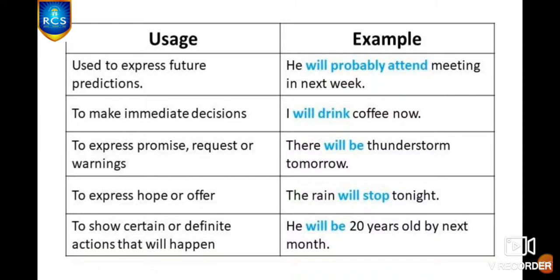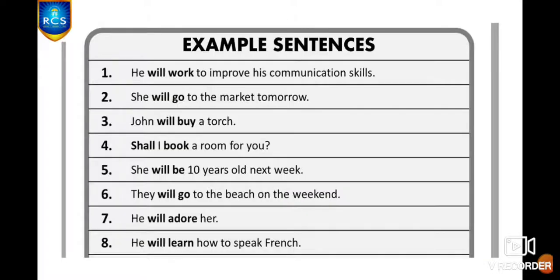And to express hope or offer, when you are giving hope, the rain will stop tonight, everything will be okay by tomorrow. And to show certain or definite actions that will happen, when we are sure that something is going to happen in future. For example, he will be 20 years old by next month. And here they have given you many examples, children. Refer this. He will work to improve his communication skills. She will go to the market tomorrow. John will buy a torch. Shall I book a room for you?